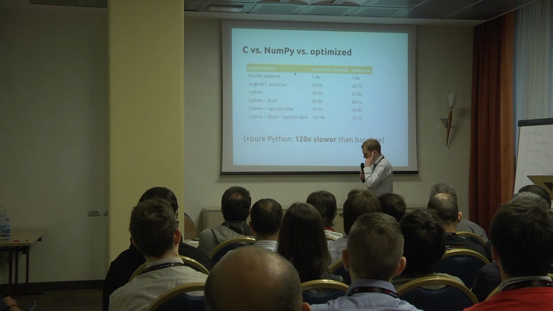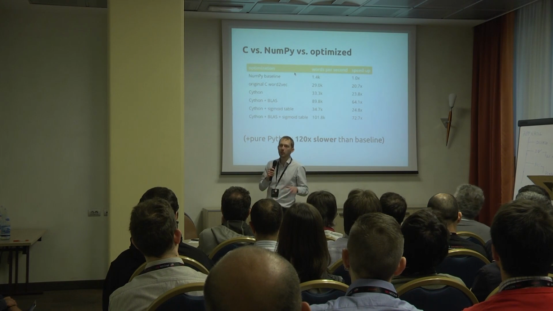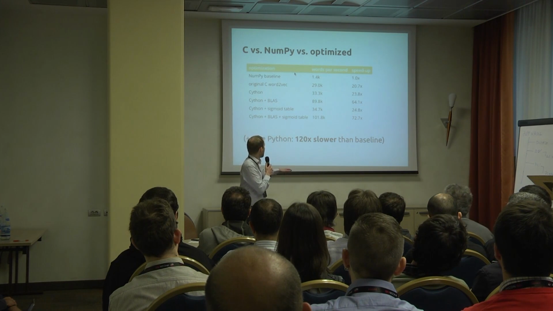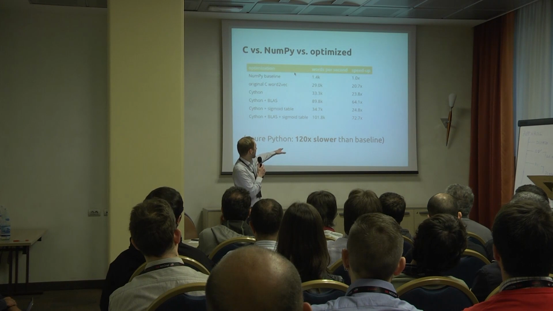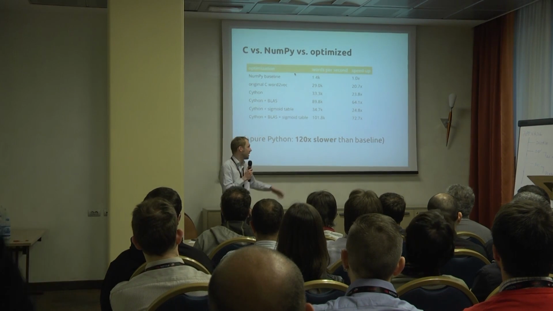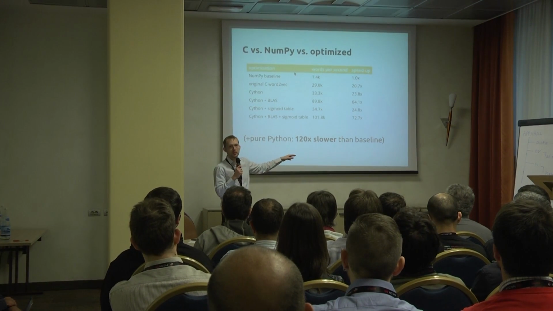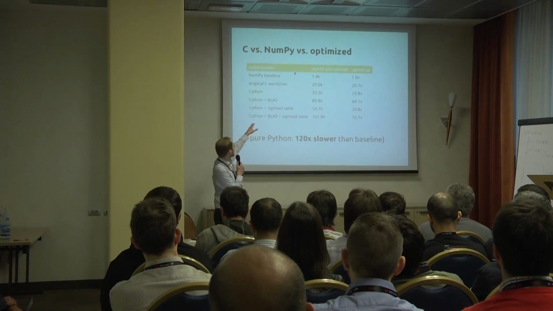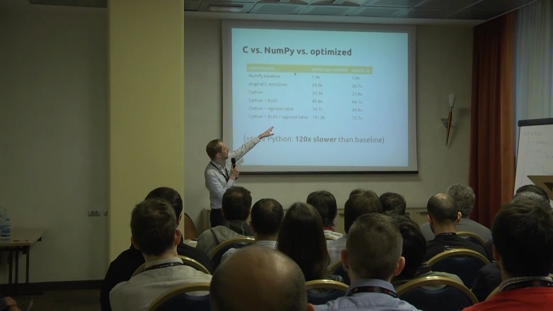Basically, the original Python, the raw re-implementation, was about 120 times slower than the NumPy implementation. I changed it to use vectors in NumPy and all the usual stuff, so it was a 120 times speed up. But the fact is that the NumPy baseline was still 20 times slower.